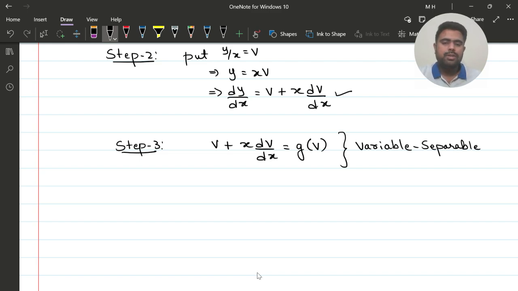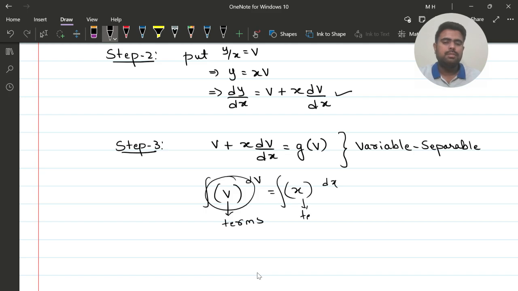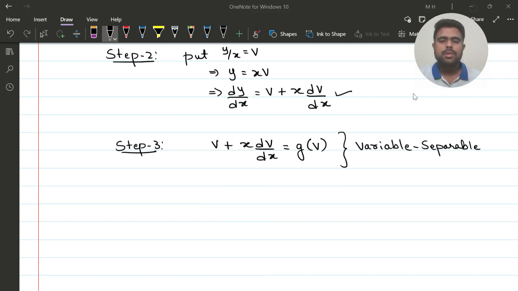All v terms towards one side, and all x terms towards the other side, and then we integrate this one with respect to v, and this one with respect to x. Don't get confused, this is not just v. I am saying all the v terms, and here we are saying all the x terms. Okay, so now we have a differential equation which we can solve by separating out v and x terms, as a variable separable differential equation. So this is how we solve it.